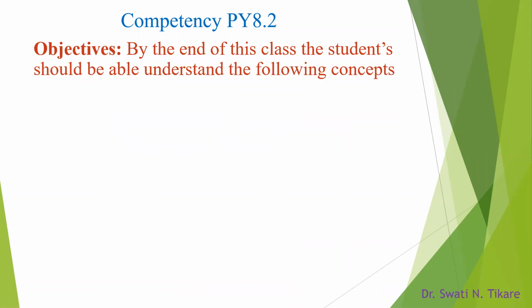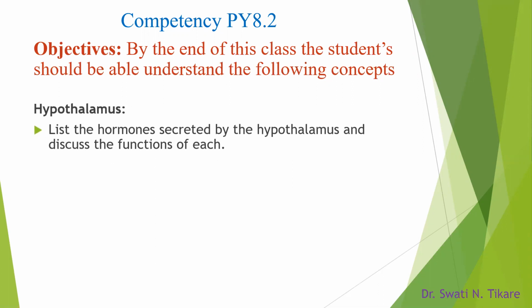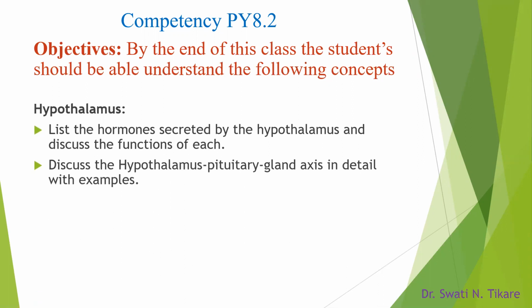So, as you know, we are continuing with the competency PY 8.2. The objectives for today's session are that by the end of this class, the student should be able to understand the following concepts on hypothalamus, list the hormones secreted by the hypothalamus, and discuss the functions of each. Discuss the hypothalamus pituitary gland axis in detail with examples.